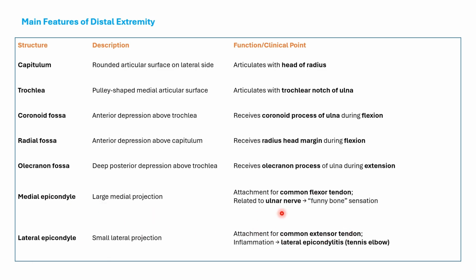And the medial epicondyle is related to the ulnar nerve. It leads to the funny bone sensation. You can experience this by tapping the medial epicondyle and experiencing a tingling sensation in the medial half of the forearm and hand. And this is the lateral epicondyle, which gives attachment for the common extensor tendon, and inflammation of the lateral epicondyle is called lateral epicondylitis or tennis elbow.